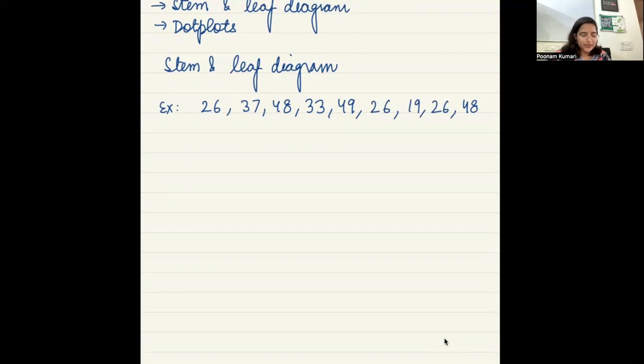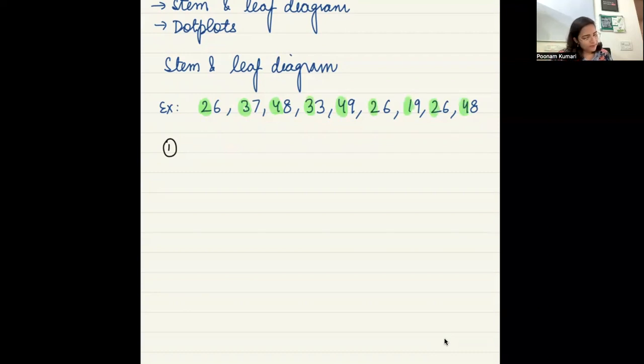So what are the steps involved in making a stem and leaf diagram? First of all, what do you have to do? You have to select one or more of the leading digit. Leading digit meaning the digit which comes in front. So here what we can see is that all the data that we have is of 2 digits, right? So 26, 37, 48, all of these things. So what are the leading digits that we have? So we have 2, we have 3, we have 4, we have 3, 4, 2, 1, 2, 4. So these are leading digits, okay?